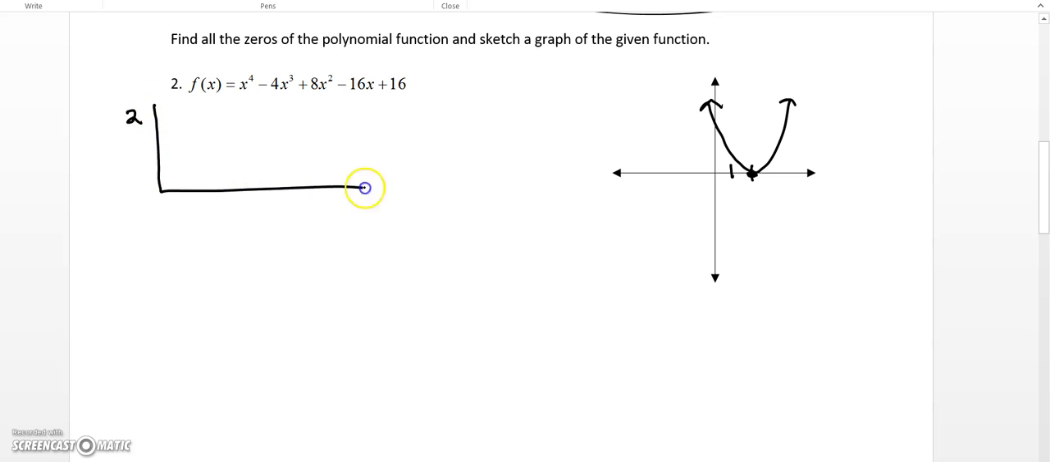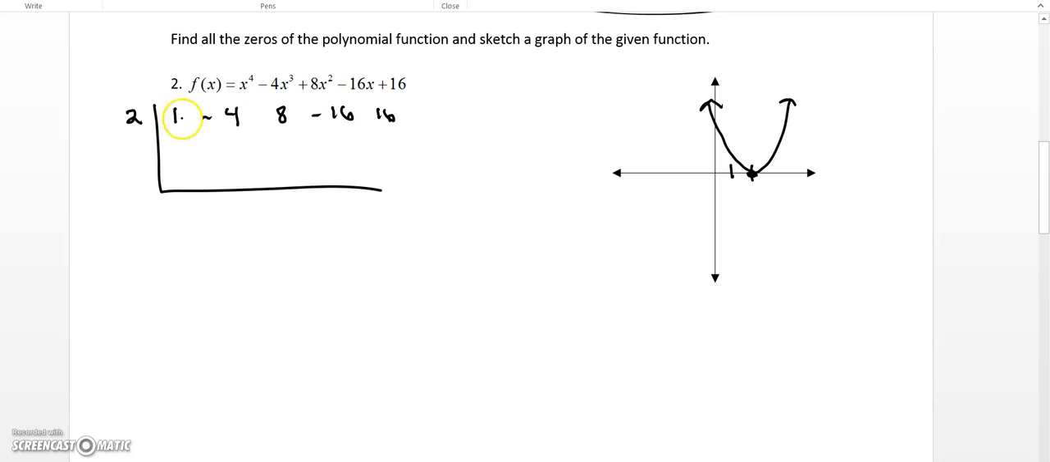We'll make this little box. And I've got a fourth cubed, a squared, an x, and a 16. Remember, if you're missing a term, you have to put a 0 for a placeholder. Here we're not. So I'm going to put the 1 there. Negative 4, 8, negative 16, and 16.